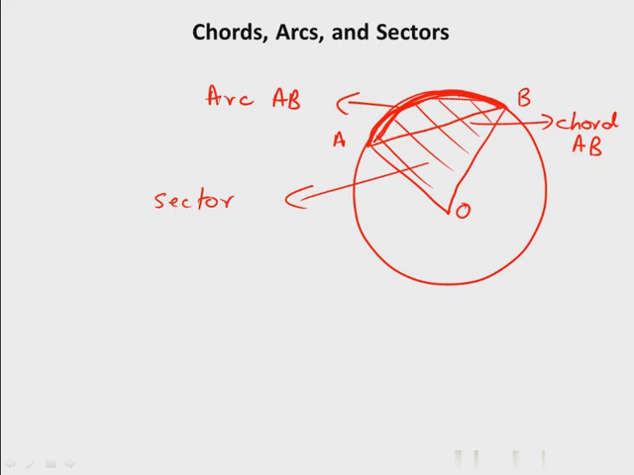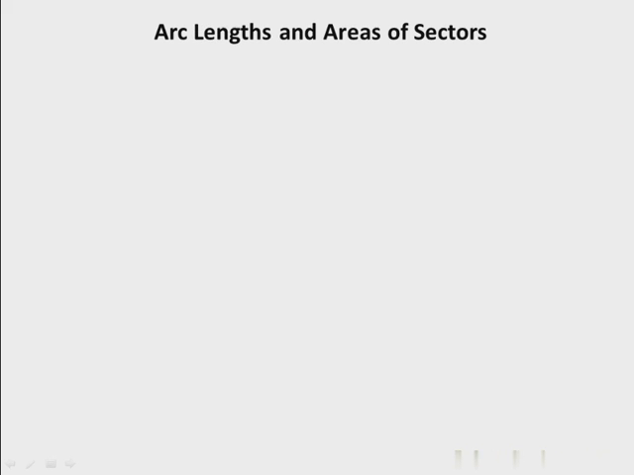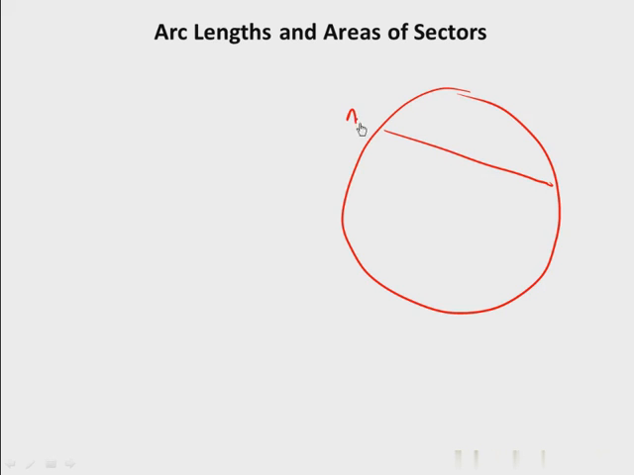So an arc AB subtends a sector at the center. Arc lengths and areas of sectors. Draw my circle, I draw my chord, I draw my arc, and I draw my sector. So let's see, how do I find the length of arc AB?